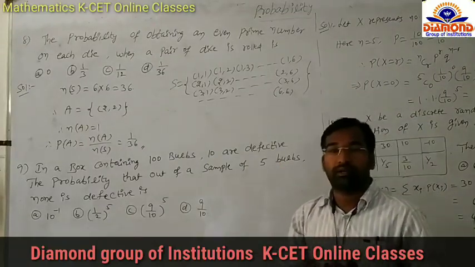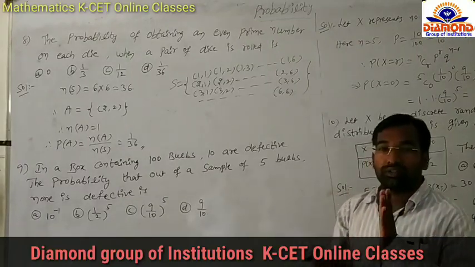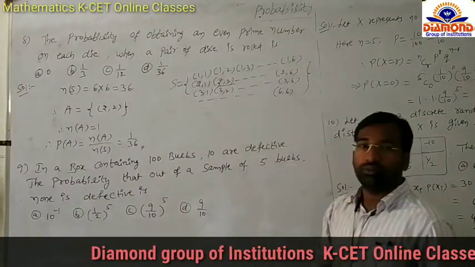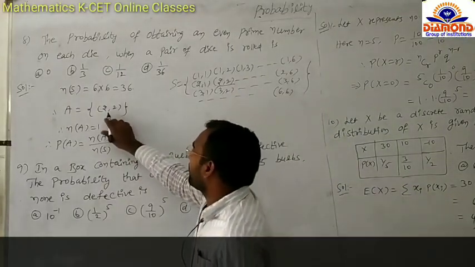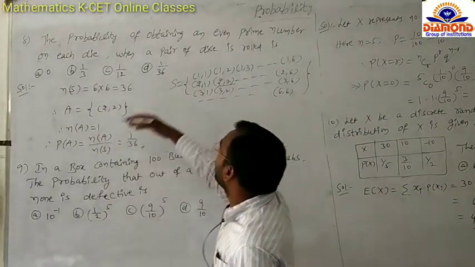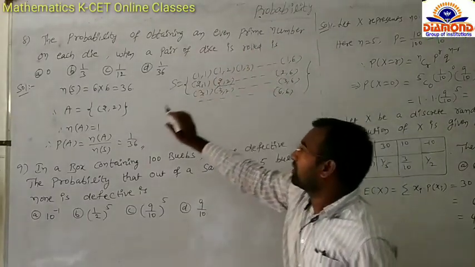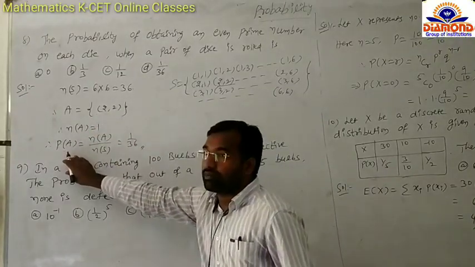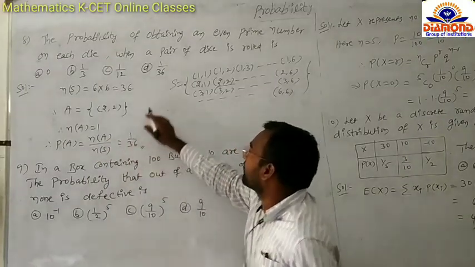Out of which, both dice show the even prime number. What is the even prime number? Only 2 is the even prime number. So both dice show 2, that means 2,2. Take that as event A. So event A equals {2,2}, where both dice show the even prime number. So this is only one option. So n of A equals 1. So the required probability P of A equals n of A by n of S equals 1 by 36.